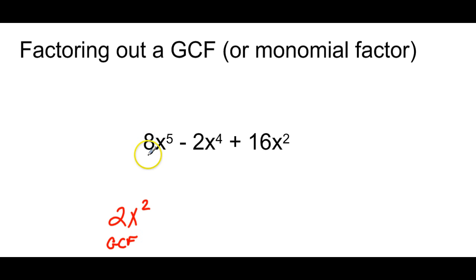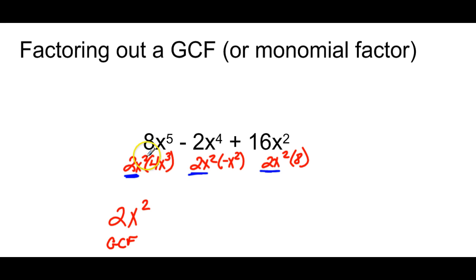One way to do this is to take each one of these terms and break it apart so it's got a 2x squared. And then what times 2x squared will give you 8x to the 5th? Well, that would be a 4x to the 3rd. Okay, I need a 2x squared here. Let's put this in parentheses like this. What times 2x squared will give me a negative 2x to the 4th? Well, a negative x squared. All right, and then here, 2x squared. What times 2x squared will give me 16x squared? That's an 8.